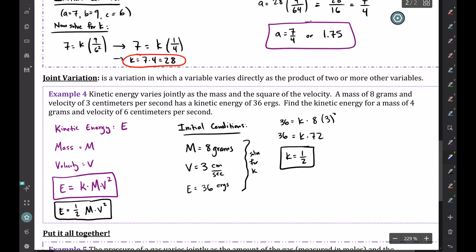So maybe I'll do that in blue. So we don't know what E is. We know that the mass is 4. So I should have 1/2 times 4 times 6 squared, the velocity squared. So we now have E should be, well, 1/2 times 4 is 2. 2 times 36 is 72. So I should get E is 72. And that is my final answer. Okay, so that's finding the kinetic energy for that given mass and velocity.